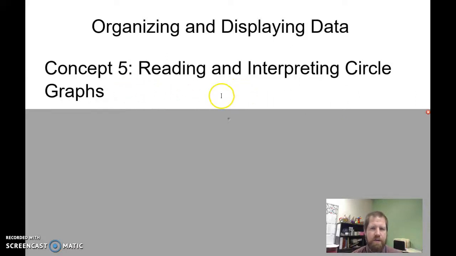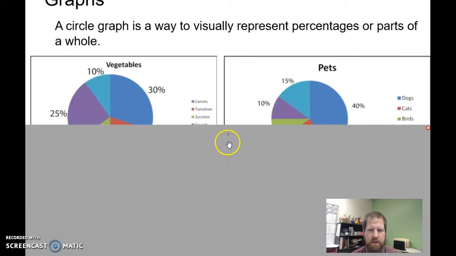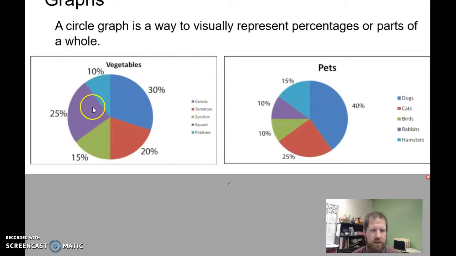Concept 5, reading and interpreting circle graphs. So circle graphs are also known as pie charts, and the real difference about them is that we're looking at a way to represent a whole. Okay, so a whole group of things, we're looking at the percentages that they take up of the whole.